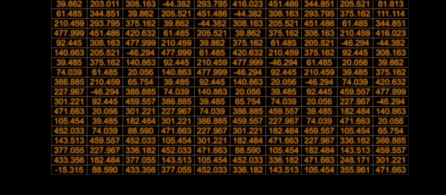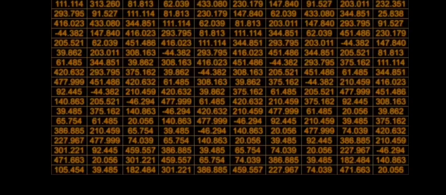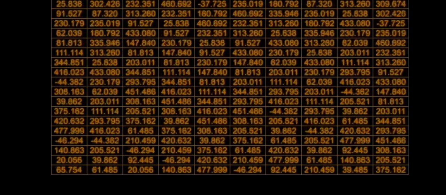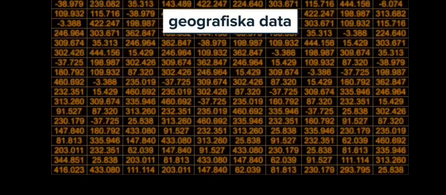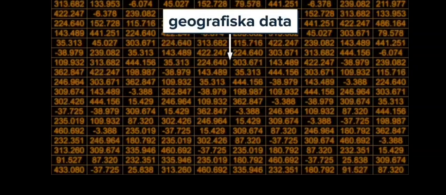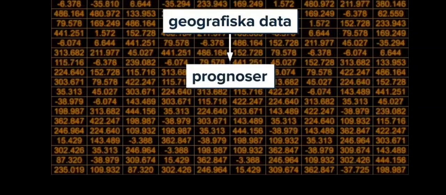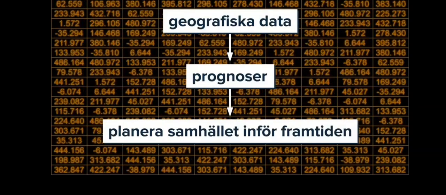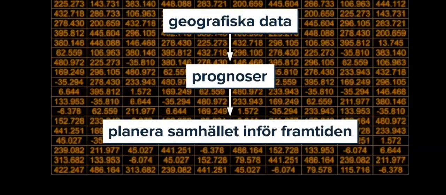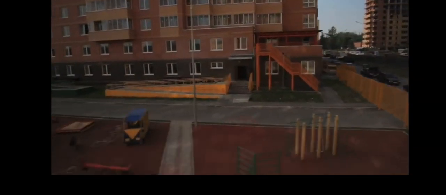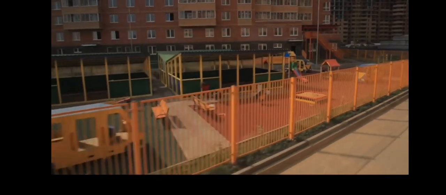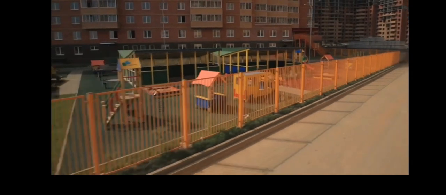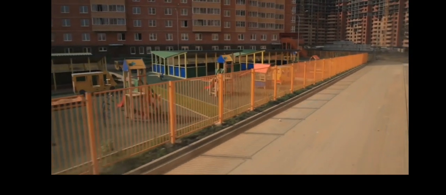So why might it be good to know how a country's population is going to change? Because with the help of geographical data, it is possible to perform forecasts which facilitate the planning of society for the future. At local level, for example, in a municipality, it could be a question of how many apartments, schools, and retirement homes will be needed.